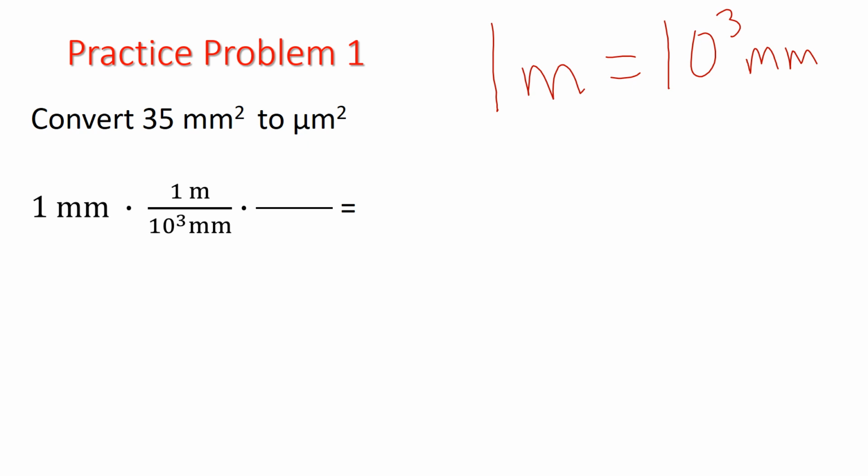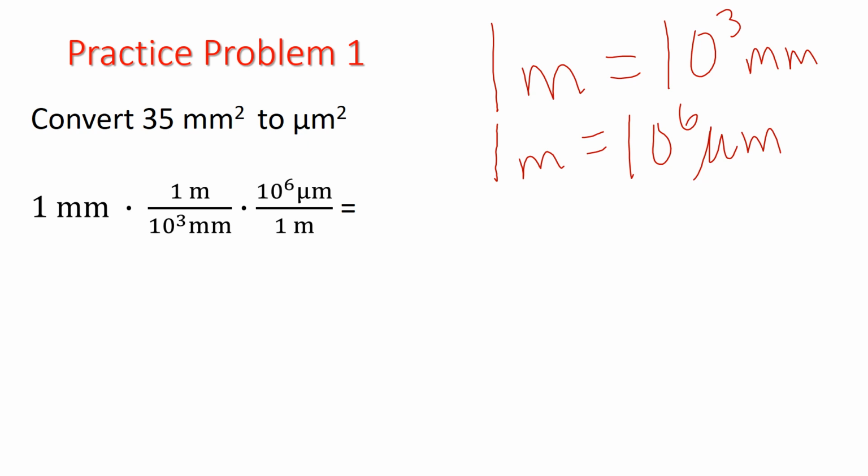Then I'm going to multiply by another fraction that cancels my meters and puts me in micrometers. So I know that for 1 meter, I also have 10 to the 6 micrometers. Same thing, I set up my fraction to eliminate my meters on the bottom and to give me 10 to the 6 micrometers on top. When I do that, I get this answer, 10 to the 6 micrometers over 10 to the third.